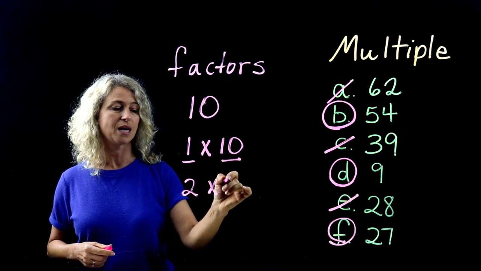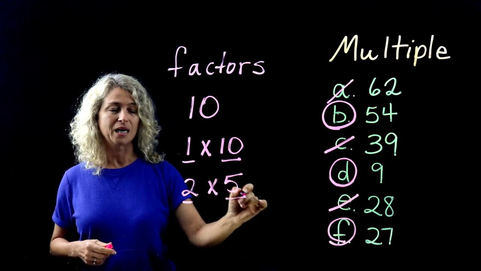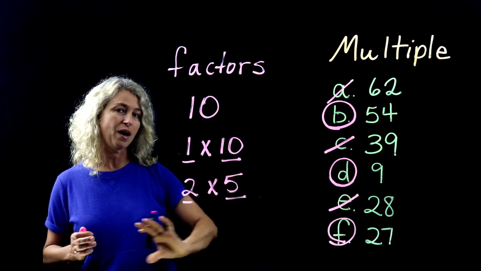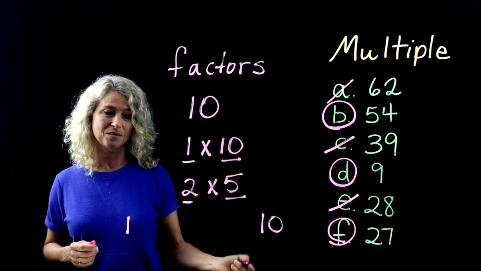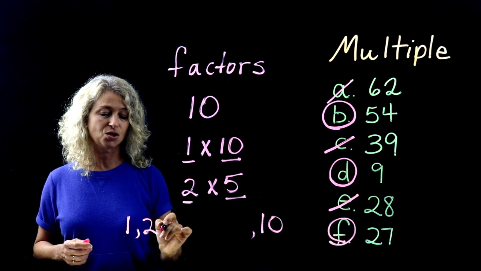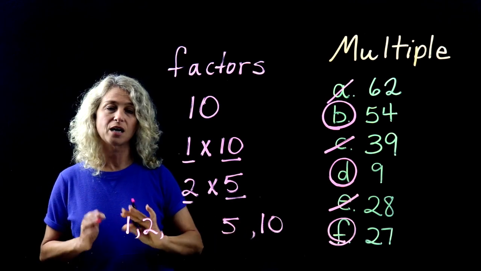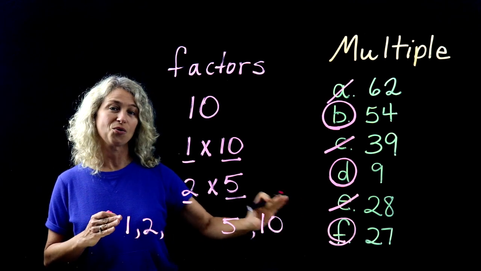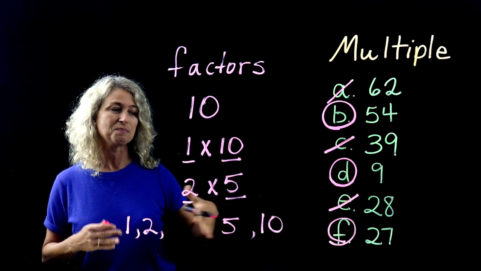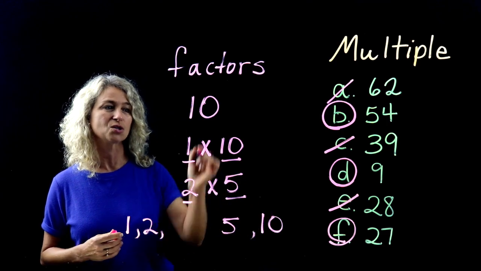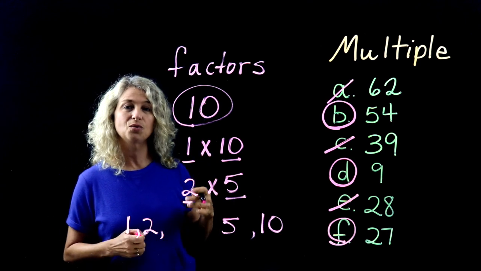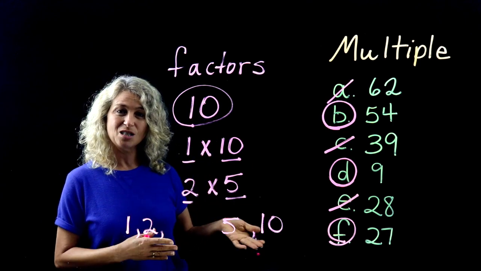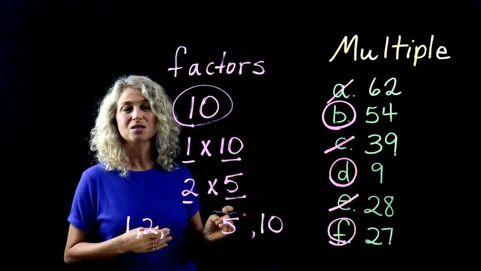Also 2 times 5. And in this video, I showed you how to write them out in sequential order by saying 1 times 10 and 2 times 5, so that they're placed in order from least to greatest. But either way, you know that these are the factors for the number 10. I hope this video has helped you in determining the difference between multiples and factors.